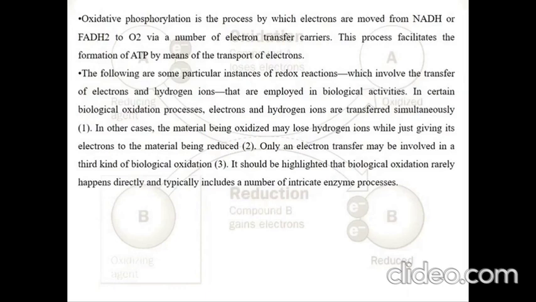Oxidative phosphorylation is the process by which electrons are moved from NADH or FADH2 via a number of electron transfer carriers. This process facilitates the formation of ATP by means of transport of electrons.